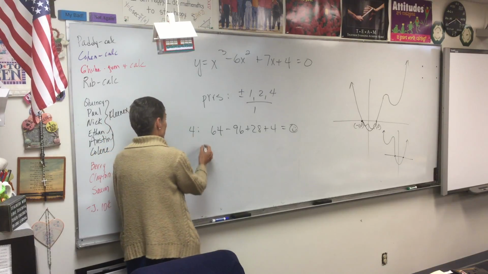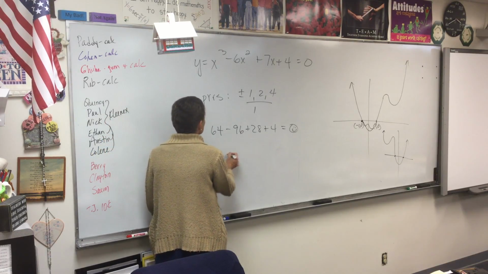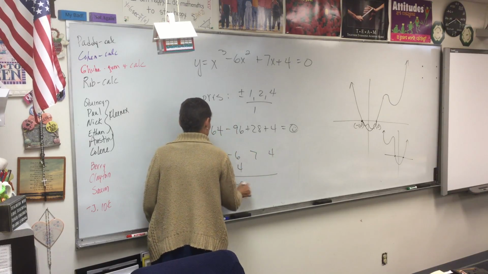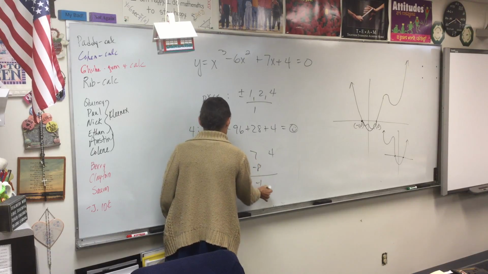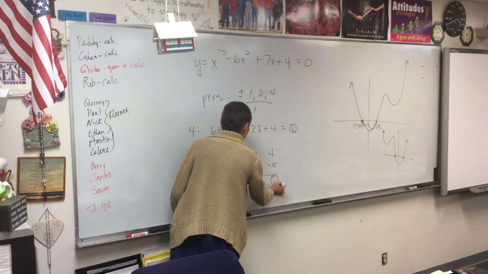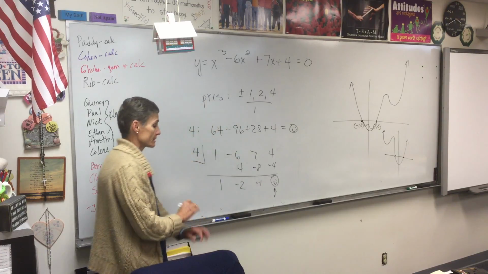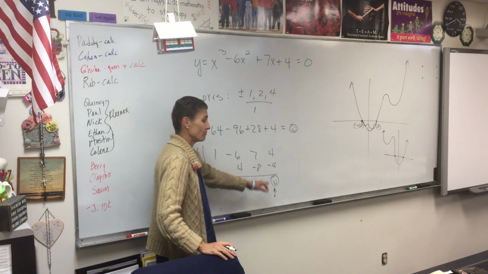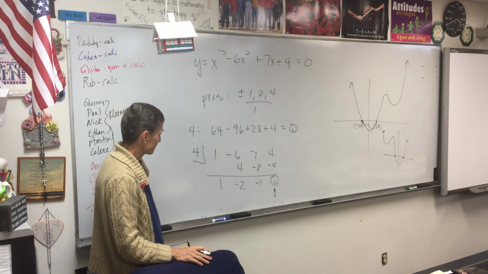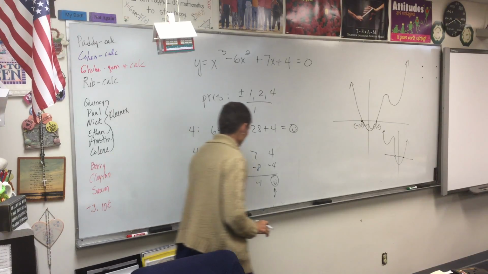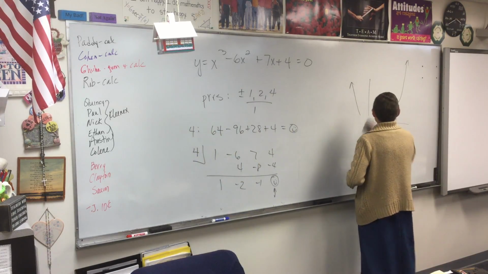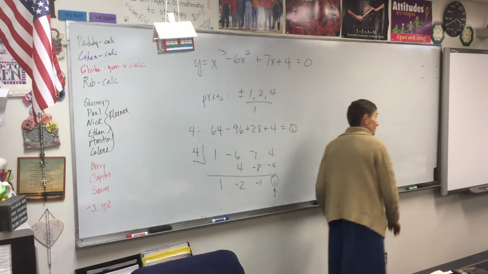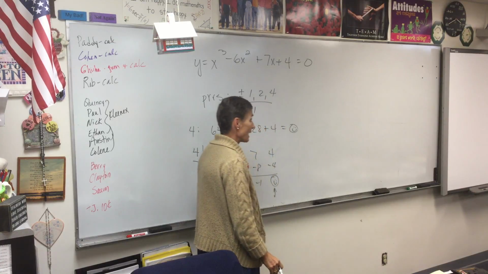I'm going to divide it out. And again, if you do not get that 0 right there, something is awry. You've got to get that 0 because that means you found a factor. It divides it evenly. Okay, is everybody caught up with us? Everybody got 4 and you got it divided out?